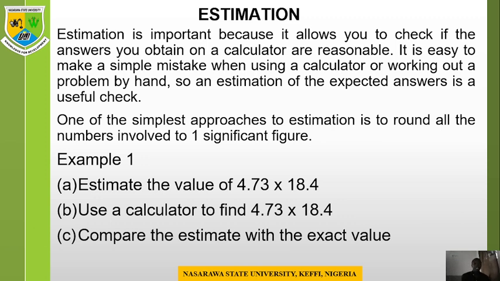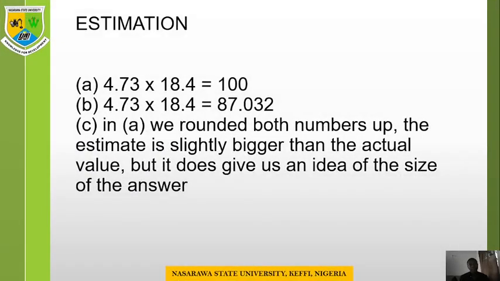Example 1. A. Estimate the value of 4.73 times 18.4. B. Use a calculator to find 4.73 times 18.4. C. Compare the estimate with the exact value. Alright. Solution to A: 4.73 times 18.4 is equal to 100, which is an estimated value. B. 4.73 times 18.4 is equal to 87.032 after using a calculator.